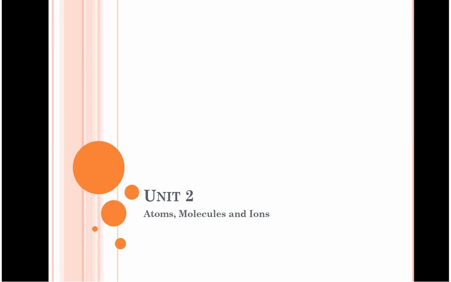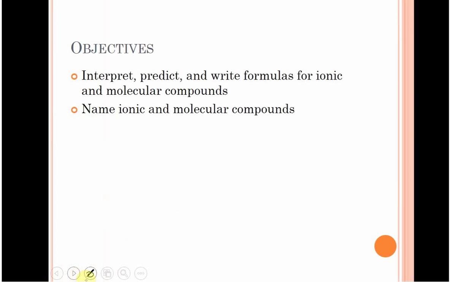Hi everyone, this is a continuation of Unit 2. I thought it would be a really good idea to include a video just on the solutions to the practice that I included in the last video. We're still going to be continuing that practice of ionic versus covalent compounds, looking at the formulas, looking at the nomenclature, and really trying to get comfortable with converting between the two.